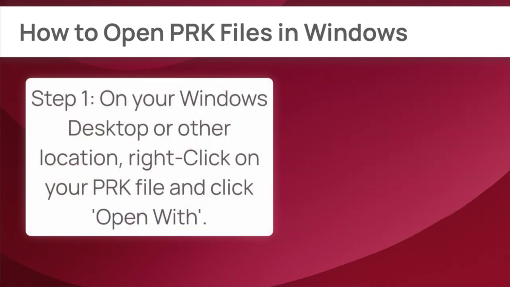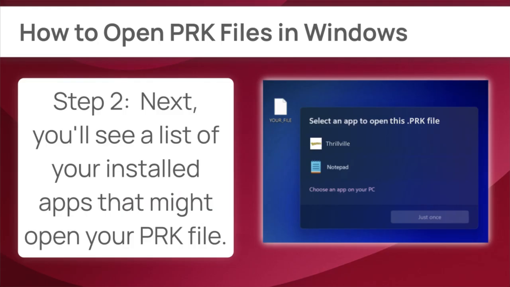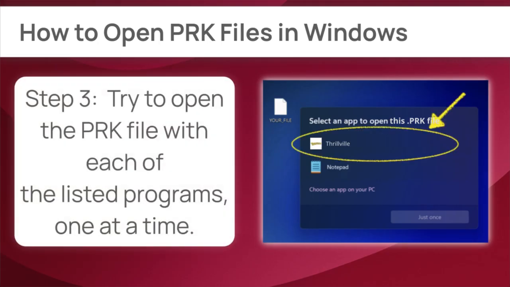The first action is to test the system's defined programs. Right-click the PRK file and click Open With. Test Thrillville if present. If it is unavailable, select another program. We need to find the specific program that works.